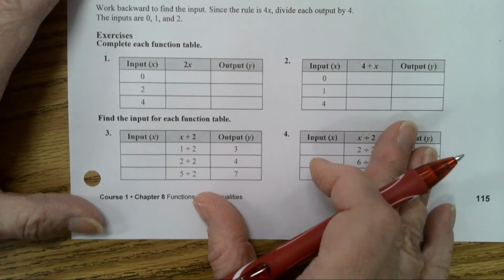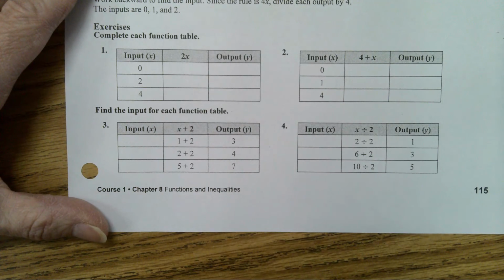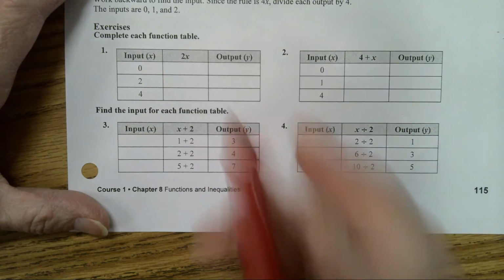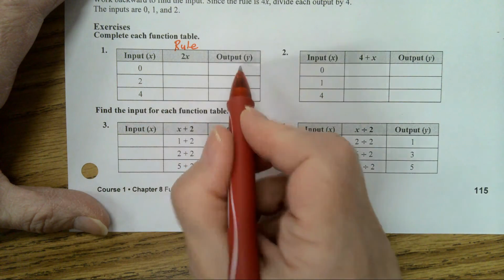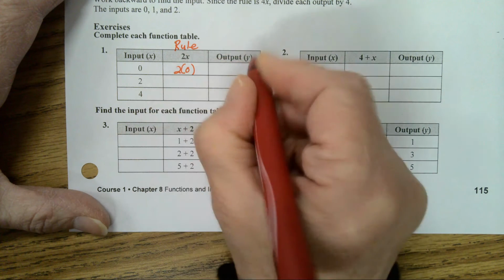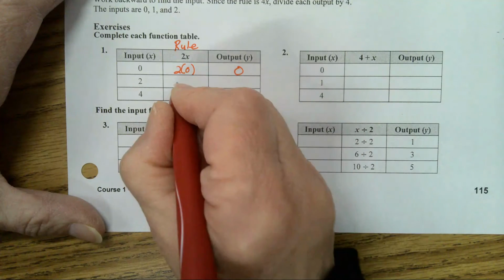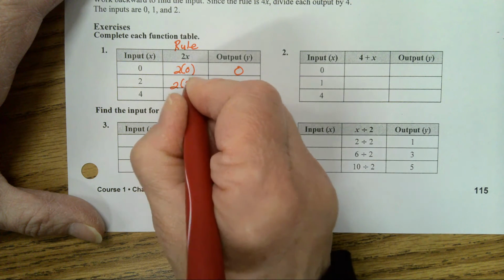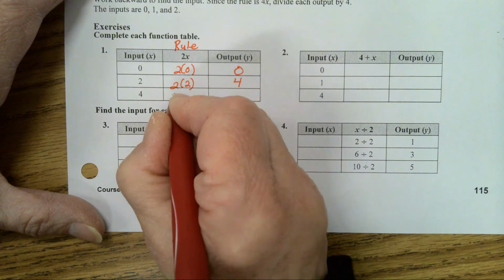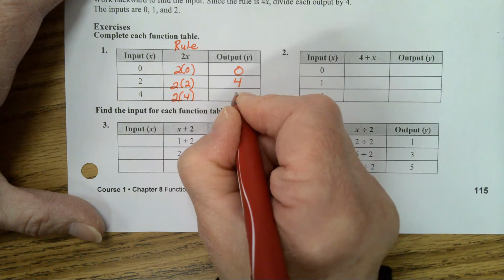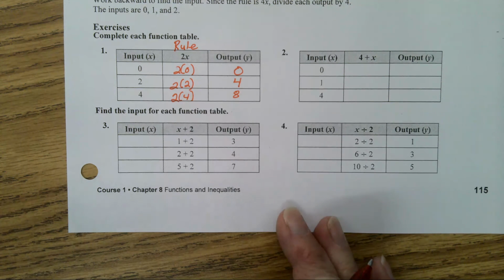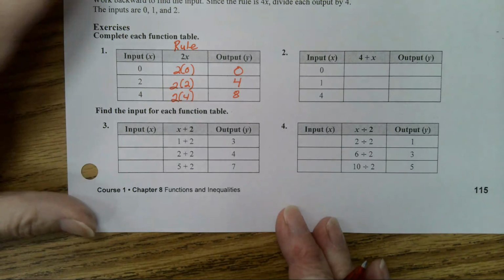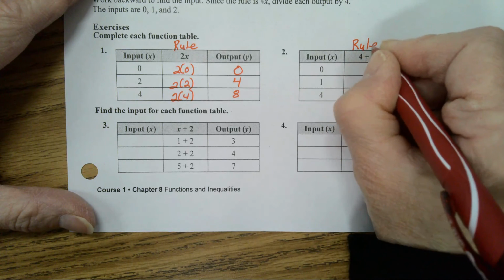Now we're going to go ahead and do these 4 tables together. All right? So our rule is this: input, rule, output. What is 2 times 0, class? 0. Alex, what's 2 times 2? That's our output. What is 2 times 4? Any questions on how to do this? Does everyone have that written down? Very easy.